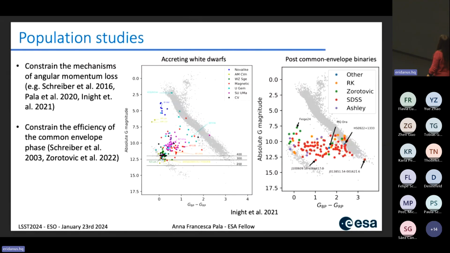Also, we will not find only accreting white dwarfs, but we'll also find their detached progenitors. And once we compare the space density of the two populations, we also get constraints on the efficiency of the common envelope phase. This is important because the common envelope phase enters in the evolution of all compact binaries, but at the moment is still poorly constrained. With accreting white dwarfs, we can also put constraints on the efficiency of this phase.